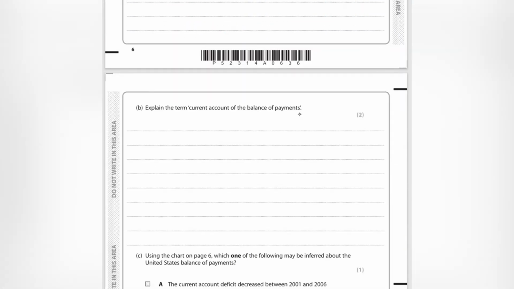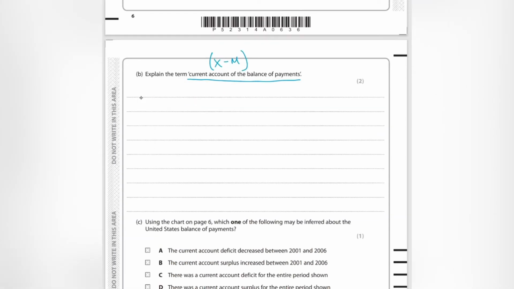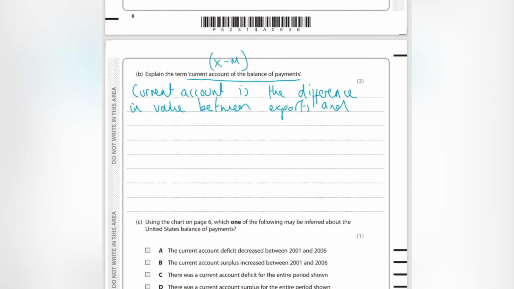Explain the term current account of the balance of payments. Okay, current account is really just looking at the difference in the value of exports and imports. So the current account is the difference in value between exports and imports. The key word there is value, not quantity, but value. So it's X minus M, and you're looking at the value.